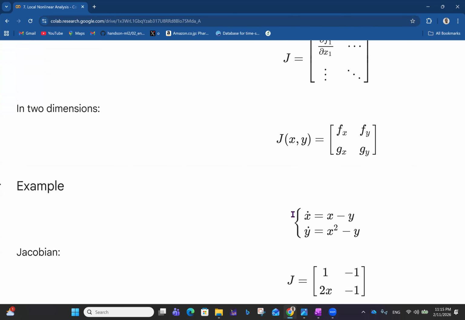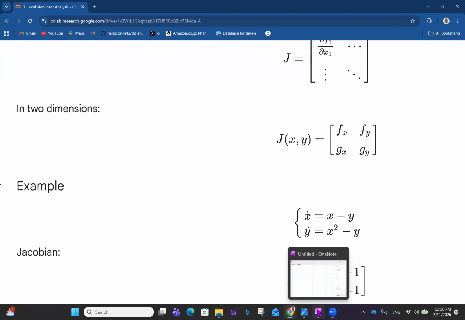So imagine this system, you have x dot equals x minus y, and y dot equals x squared minus y. Of course, because of this x squared, this system is non-linear for sure. So what do you do? You do the Jacobian thing, you differentiate. Differentiate x with respect to x, you get 1. Differentiate minus y with respect to y, you get minus 1. Differentiate x squared with respect to x, you get 2x. Differentiate minus y with respect to y, you get minus 1.